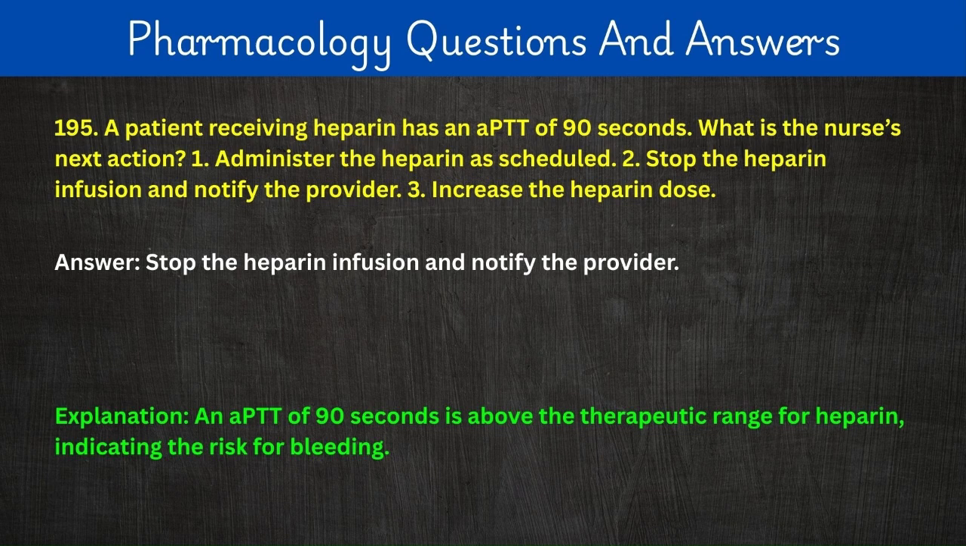195. A patient receiving heparin has an APTT of 90 seconds. What is the nurse's next action? 1. Administer the heparin as scheduled. 2. Stop the heparin infusion and notify the provider. 3. Increase the heparin dose. Answer: stop the heparin infusion and notify the provider. Explanation: an APTT of 90 seconds is above the therapeutic range for heparin, indicating the risk for bleeding.